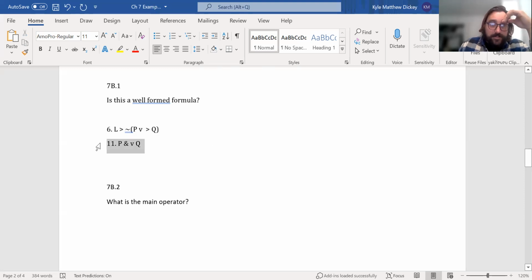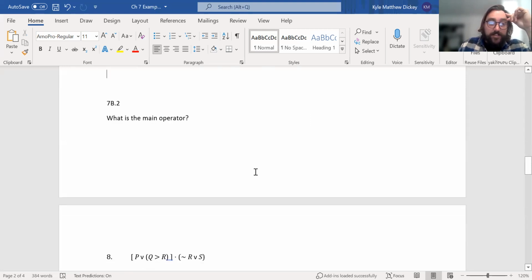What about 11? Is this a well-formed formula? This says P and or Q. Also bad, right? Here I just wanted to sort of point out some of the bad ones. Determining whether or not something is a well-formed formula is relatively easy. But if you are confused, definitely shoot me an email or come to office hours.